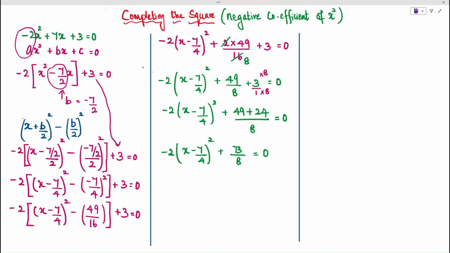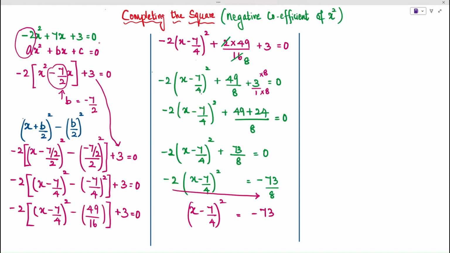Now we can start to rearrange our equation now that we've completed the square on it. So the first thing we're going to do is move our fraction to the right hand side. So we get minus 2 times x minus 7 over 4 whole squared is equal to minus 73 over 8. Now we're going to move our minus 2 to the other side. For this, we get x minus 7 over 4 the whole squared is equal to minus 73 over minus 16. And so we can cancel out our negative signs. Now we get x minus 7 over 4 the whole squared is equal to 73 over 16.